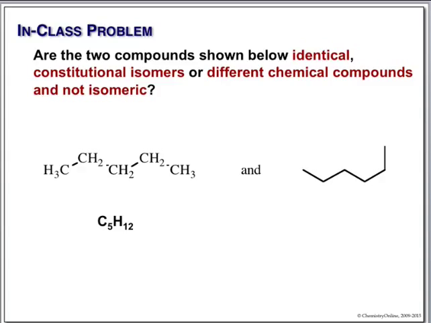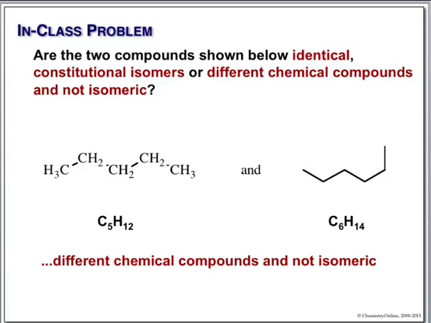Now, let's look at this guy. We have 1, 2, 3, 4, 5, 6 carbons in a row. 3, 6 hydrogens, 6, 7, 8, 9, 10, 11, 12, 13, 14, C6H14. In order for these guys to be isomers, they have to have the same formula. Therefore, these guys are different compounds and they are not isomeric.